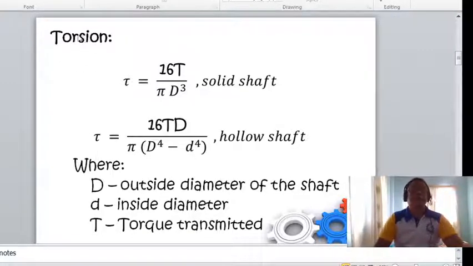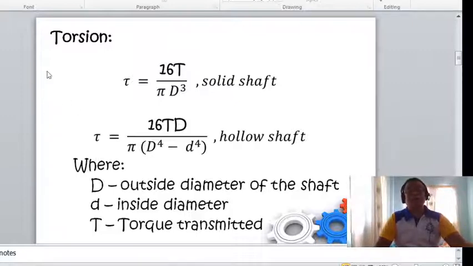Especially if the power of the shaft, or the power of the driver shaft, is given, we can easily determine the torque from the formula. Power is 2 pi Tn over 60, or Tn over 63025. For a hollow shaft, tau equals 16 T D over pi times D to the fourth minus d to the fourth. So this is for hollow.